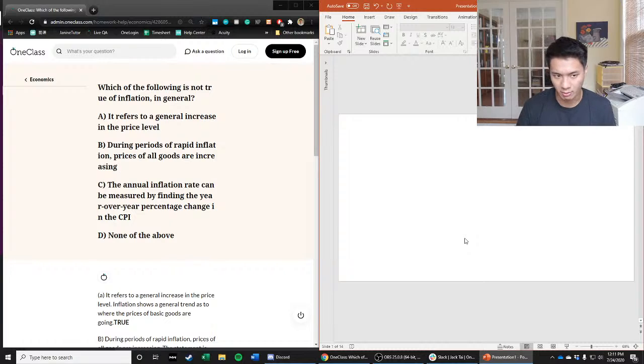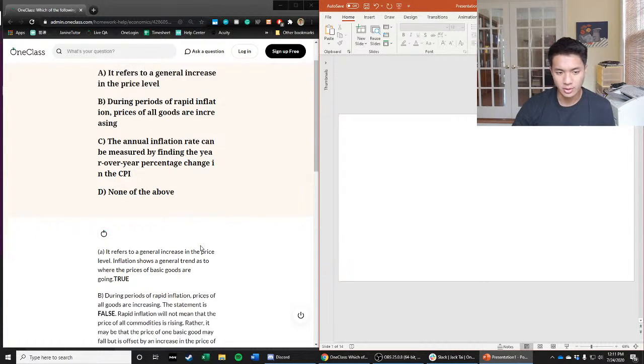So we're going to keep an eye on that one while we look at the other answer choices. C says that the annual inflation rate can be measured by finding the year-over-year percentage change in the CPI. And we just talked about this. That's correct. That's how we calculate inflation. So that would be true. And D says none of the above, but we already said that B is most likely not true. So B is going to be our best answer for this question.